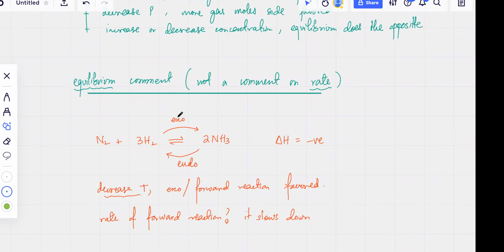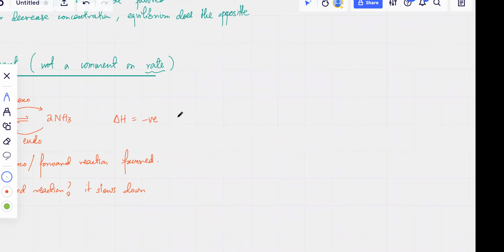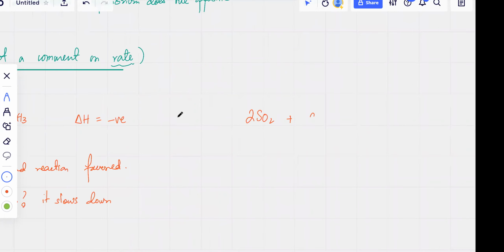And the same goes for pressure, and the same goes for concentration as well. So for example, let me do another example. I've got 2SO2, and the two are reacting together to form O2 and 2SO3, and they're all gases.